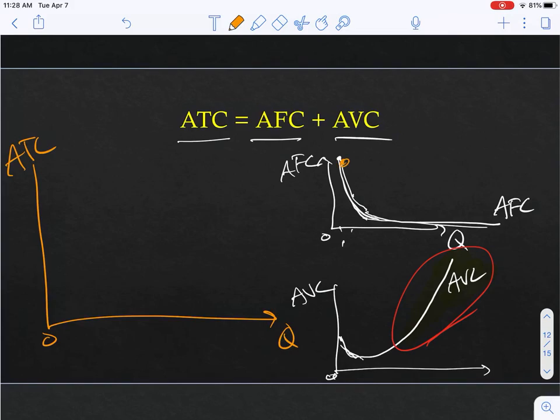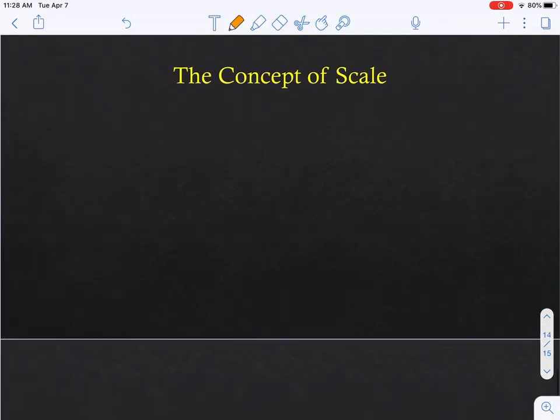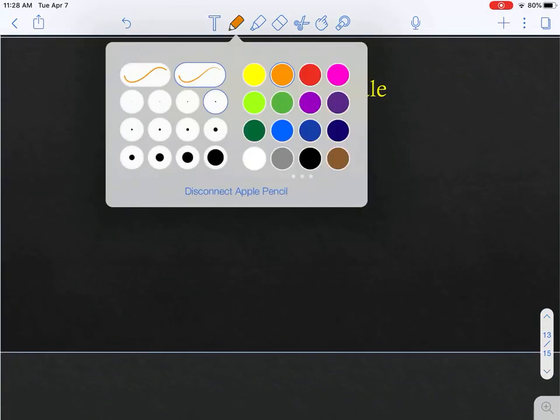So when you add those together, if you thought about vertically adding at every quantity, this plus this, and this plus this, what overall shape do you get? Well, you get something that looks like that, something U-shaped. It might be lopsided, but basically it falls, it hits some minimum, and then it increases. That's what the average total cost curve looks like. So take a gander at that in the book as well.